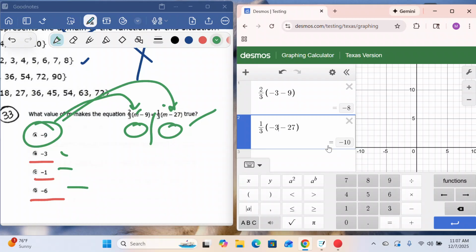And that gives me a -10, so that gives me a false statement. I can go ahead and test the next one. To make it easier, all I have to do is backspace and put the 1, and then I backspace and put the 1. And automatically I know it's wrong.